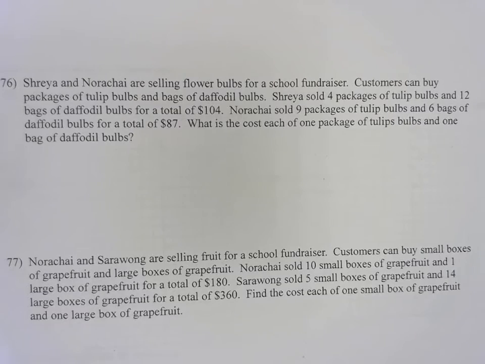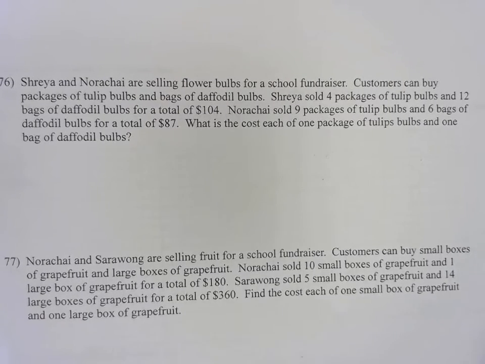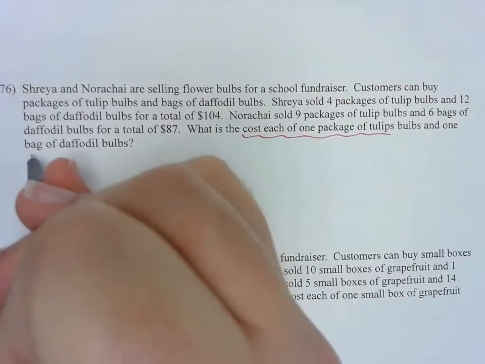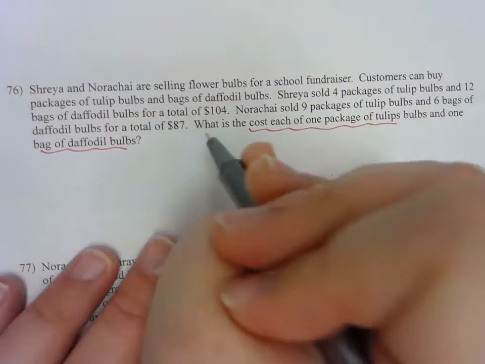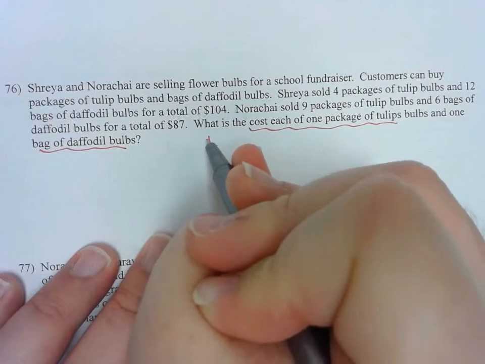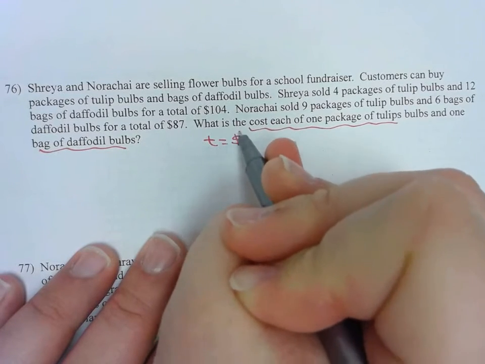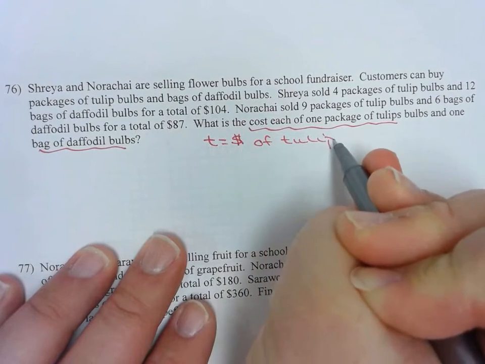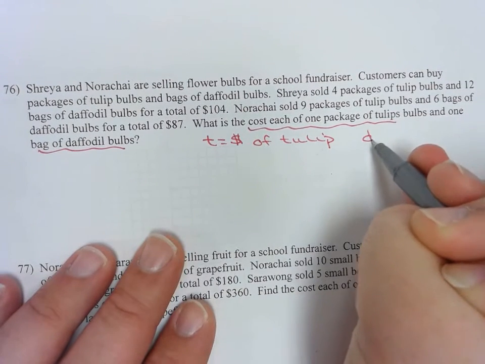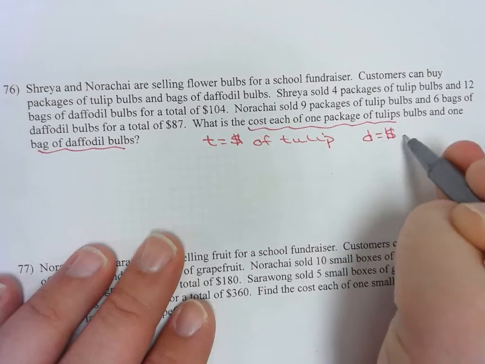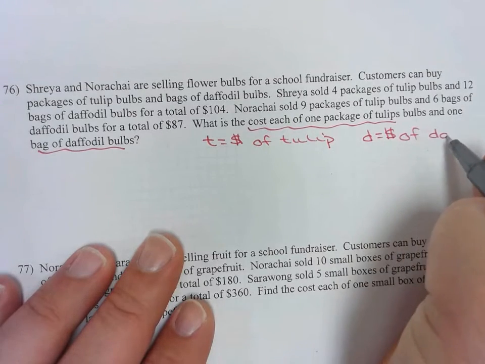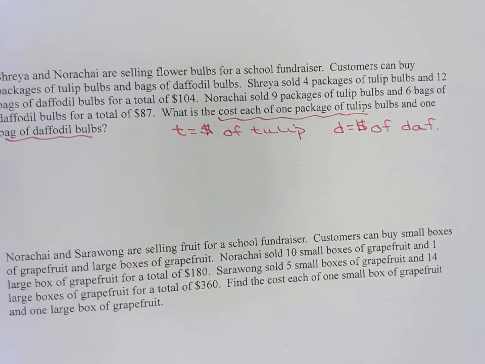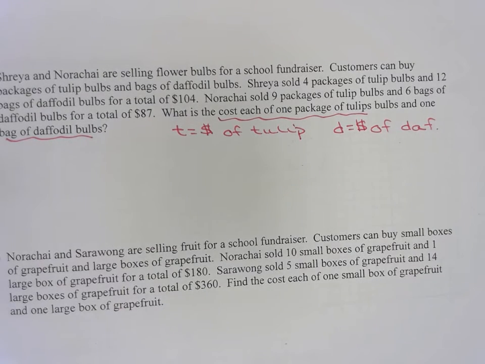So what am I looking for? The cost of one package of tulip bulbs and one bag of daffodil bulbs. So we're going to let T be the cost of a tulip bulb, and D be the cost of the daffodils. So T is going to be the cost of tulips, and D is going to be the cost of the daffodils.